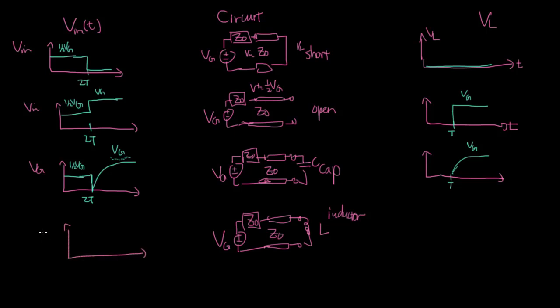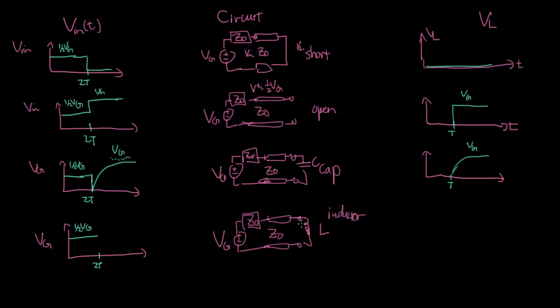So let's take a look at the inductor using that same logic. The inductor starts out as a short circuit. So regardless of what happens, you're going to be at 1/2 Vg going in if you're matched at the generator. And then at 2t, the reflected wave comes back.